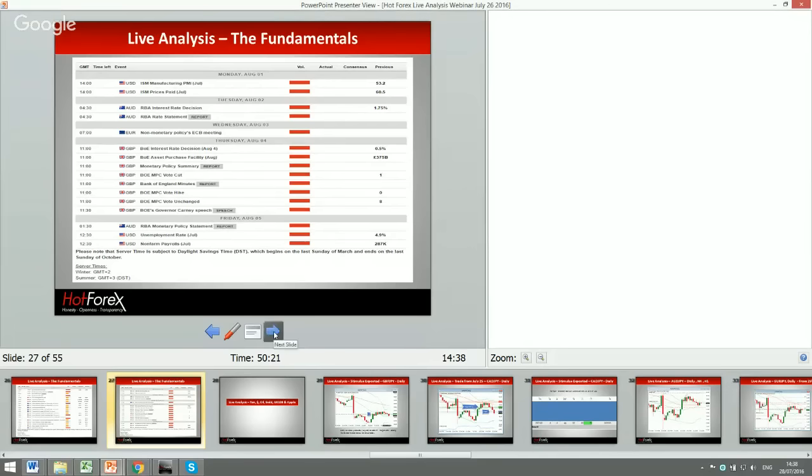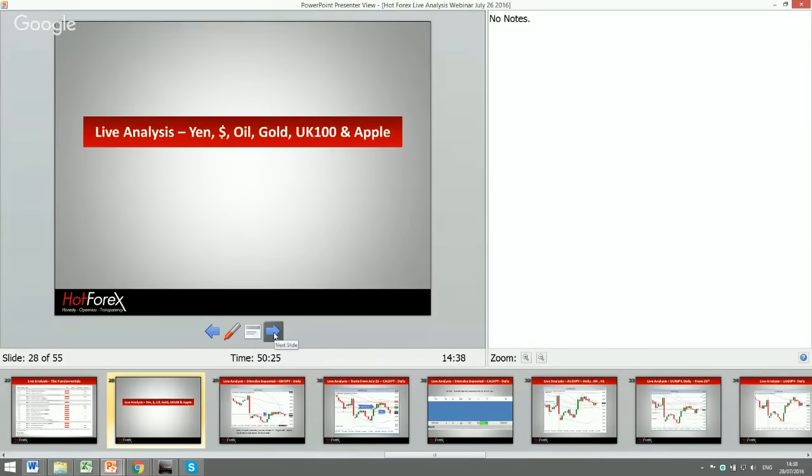Okay, so let's crack on. We've got about 20 minutes left. So let me just run through some of the trades we've looked at this week and the approach I've taken, both on multi-time frame and simple moving averages, and taking the fundamental news into account. We've had a look at the yen, the dollar, oil, gold, some stocks, and we'll bring up Apple as well.